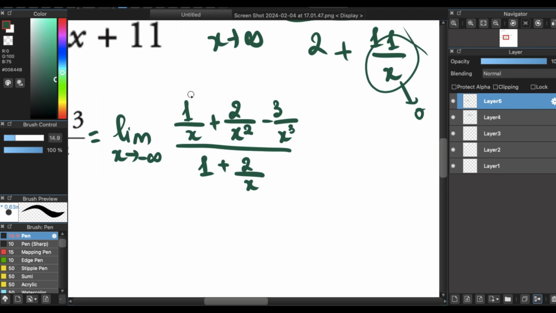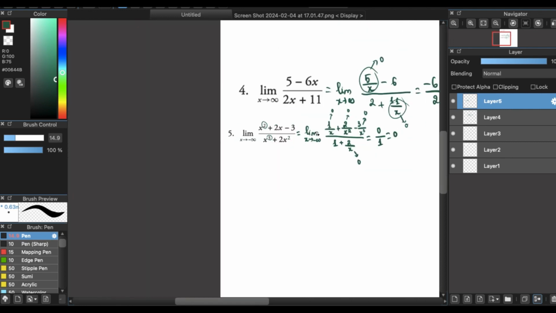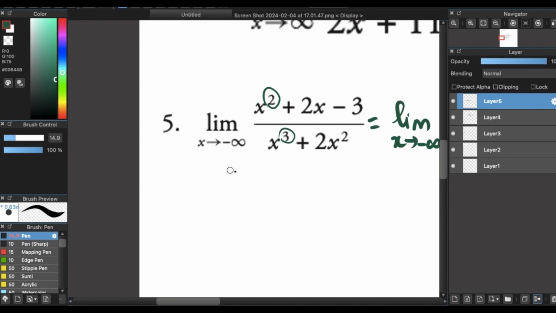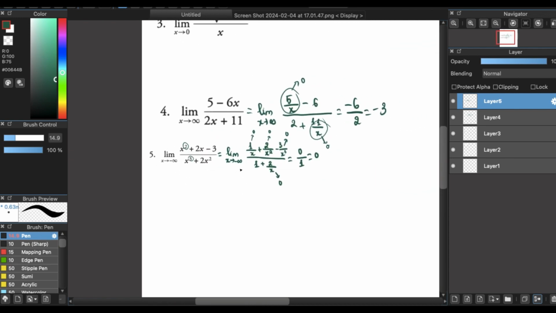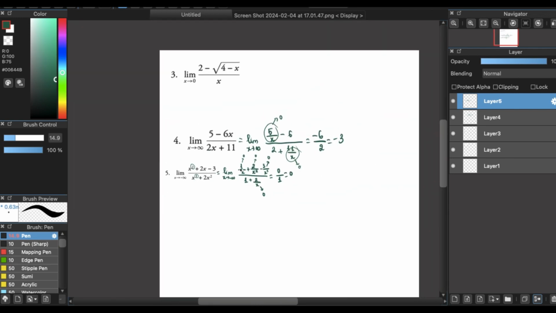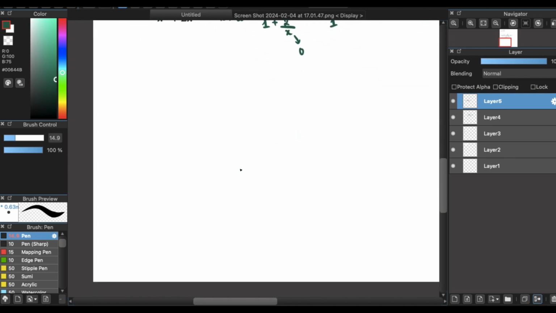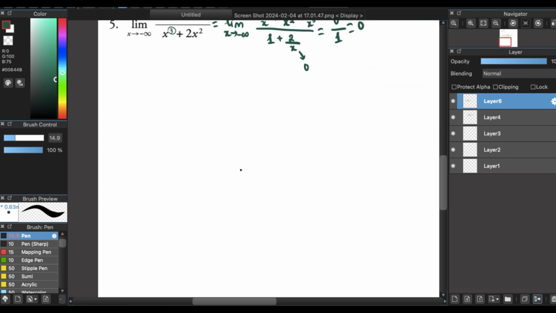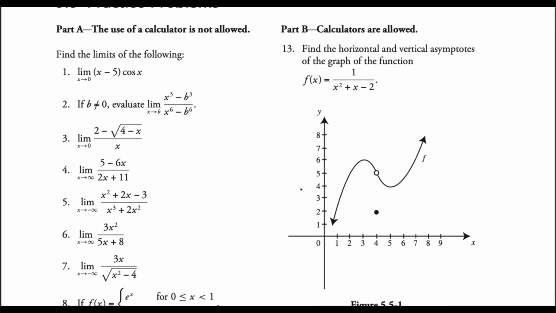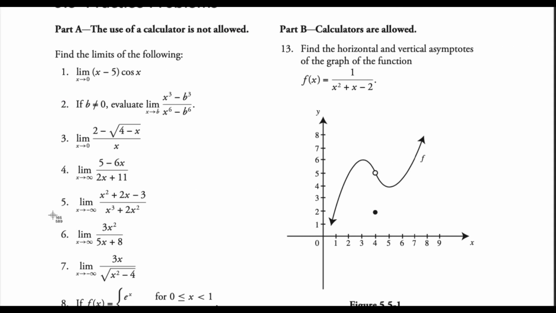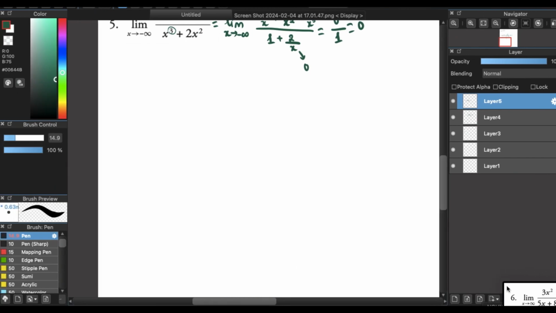And as you can see, this one is getting closer to 0. This one is also getting closer to 0. This one is also getting close to 0, and this one is 2. So our answer is going to be 0/1, which is equal to 0. So the limit of this is equal to 0. It's easy, right? It's not that hard. Okay, let's move on to the next example. You gotta be careful.